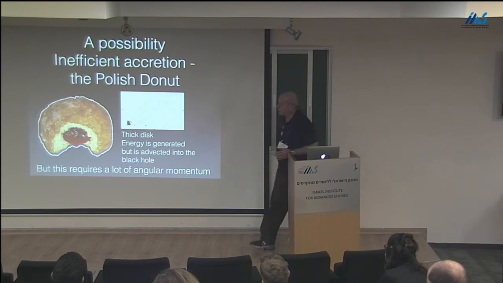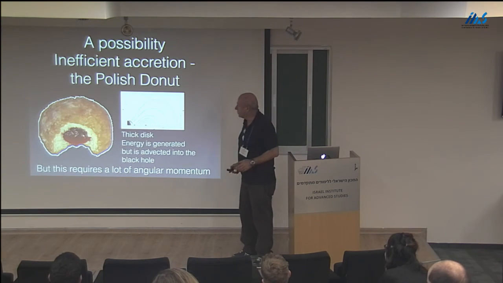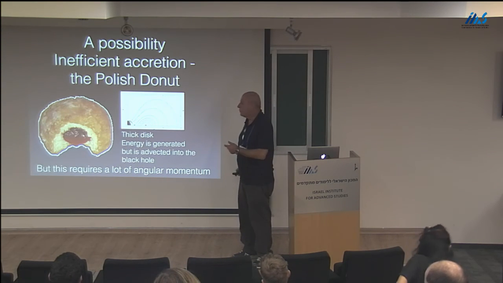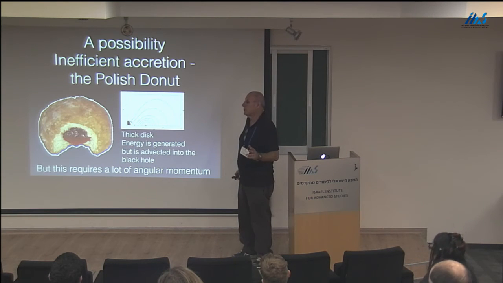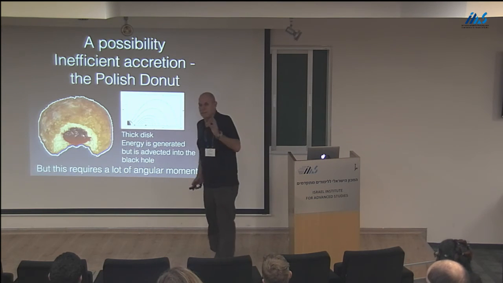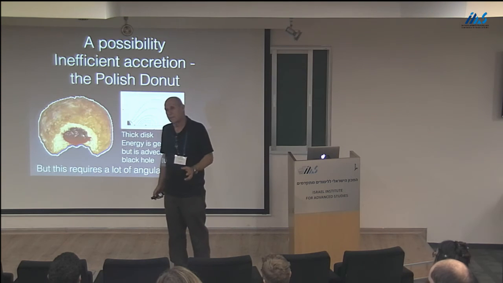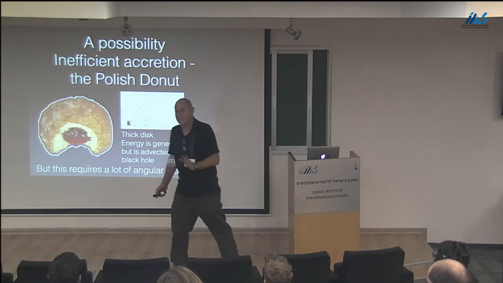Now, one way to hide the energy is the Polish donut model. And by the way, if you show this in Israel, nobody will call it Polish donut. It's called sufganiya, and this is just the time of the year that we are supposed to eat it, and we'll eat it during the conference, don't worry.